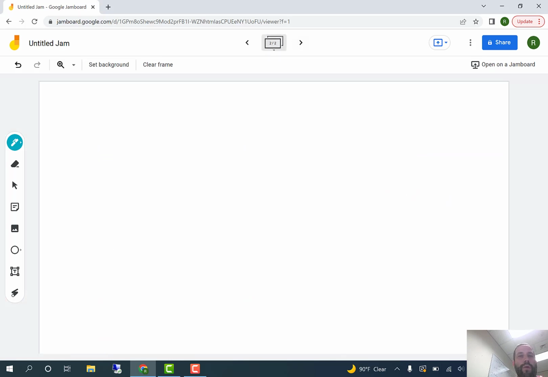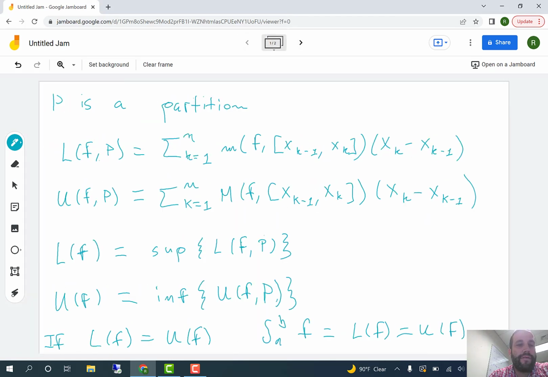Okay, now a question that we want to ask is, let's assume that L(f) is equal to U(f). If I can find a partition that gets me really close to L(f), is that partition also going to get me really close to U(f)? In other words, if I can find a partition such that L(f,P) approximates L(f), will that partition satisfy the property that U(f,P) also approximates U(f) well? And also the other way around.